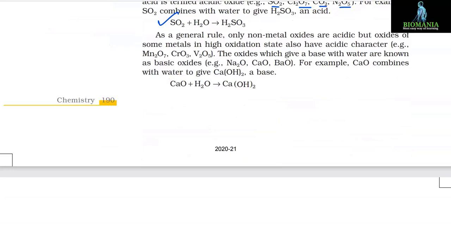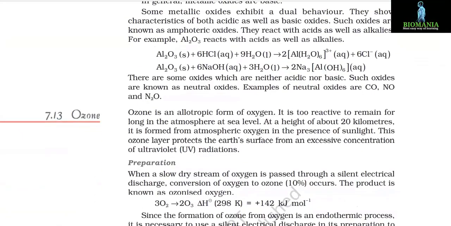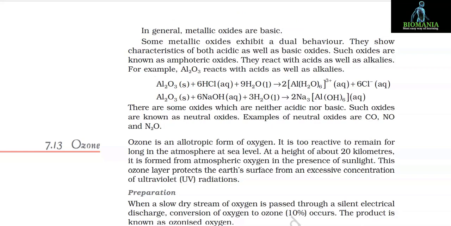As a general rule, only non-metal oxides are acidic, but oxides of some metals in high oxidation state also have acidic characters. Example, Mn2O7, CrO3, V2O5. The oxides which give a base with water are known as basic oxides. Example, Na2O, CaO, BaO. For example, CaO combines with water to give Ca(OH)2, a base. CaO plus H2O gives out Ca(OH)2. In general, metallic oxides are basic.